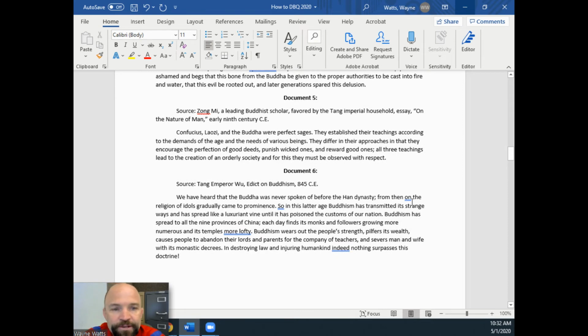Document 5 is Zheng Mi, a leading Buddhist scholar favored by the Tang imperial household, essay on the nature of man, early 9th century CE. Confucius, Lao Tzu, and the Buddha were perfect sages. They established their teachings according to the demands of the age and the needs of various beings. They differ in their approaches in that they encourage the perfection of good deeds, punish wicked ones, and reward good ones. All three teachings lead to the creation of an orderly society, and for this they must be observed with respect.